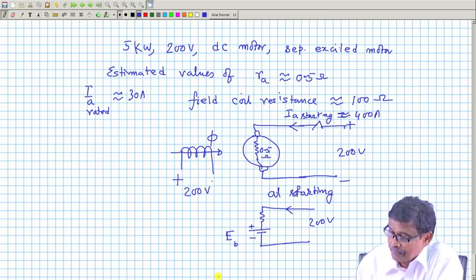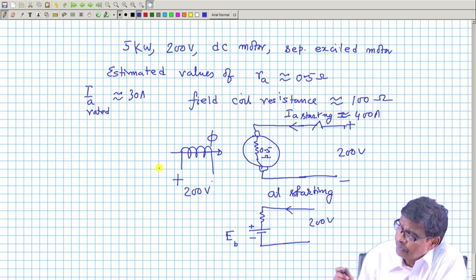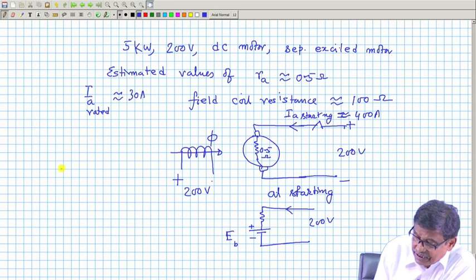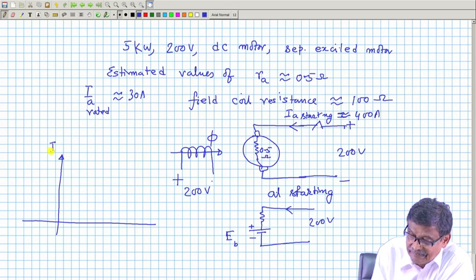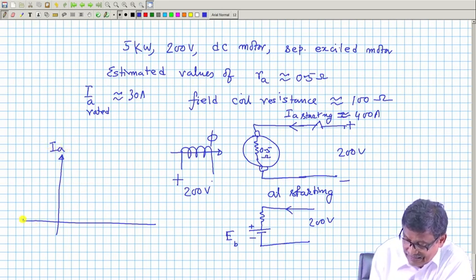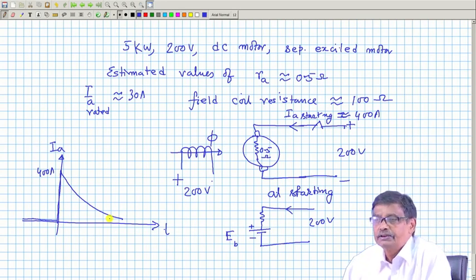And always remember that field never participates in energy conversion. You apply voltage, it will develop flux. Therefore, on application of the voltage, the current will be armature current. If you plot, it will be something like this, IA. Apply the full voltage here, it goes to 400 ampere. After that, with time, it will decay down finally to some steady value.